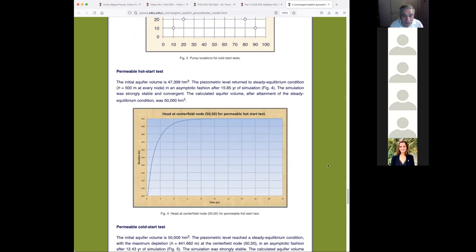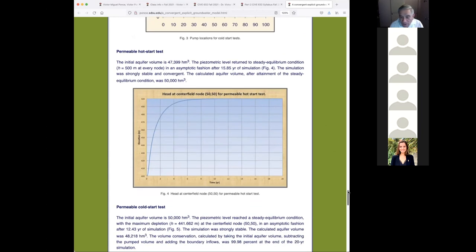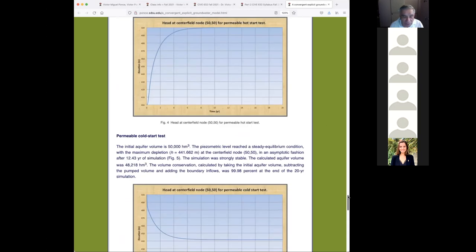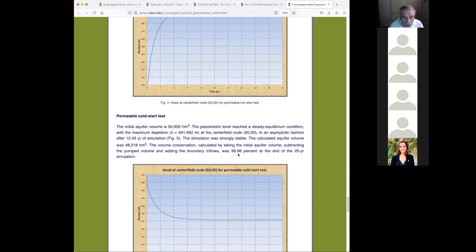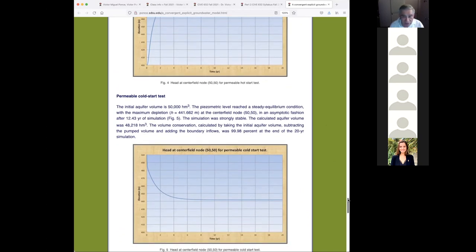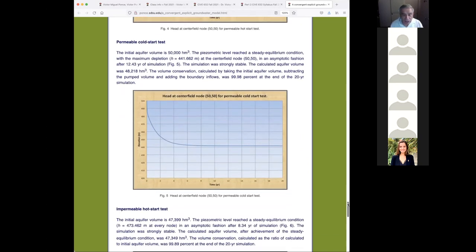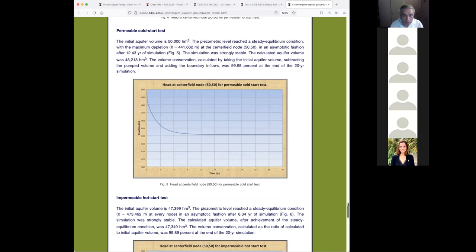In the first case, we got a total of 100% of the volume. Look at this: 50,000 millions of cubic meters. That's, in SI, hectometer cube, millions of cubic meters, 50,000. It was perfect agreement. For the permeable cold start, it got to 99.98, which, for practical purposes, we would consider almost perfect.